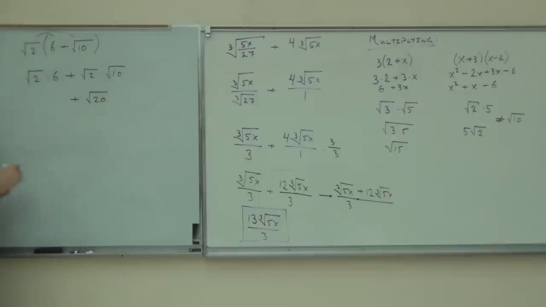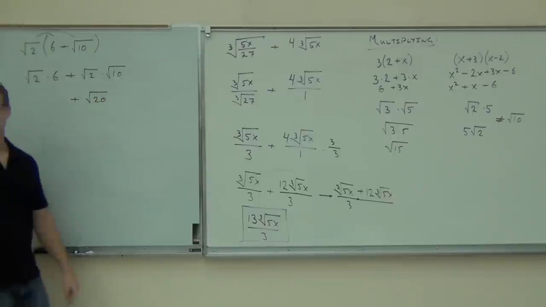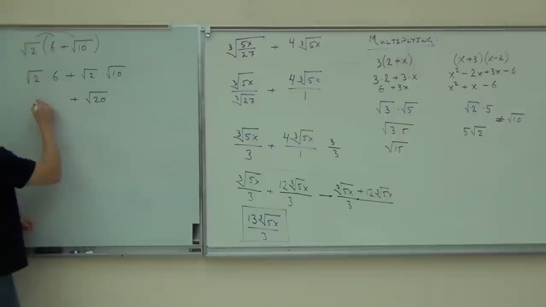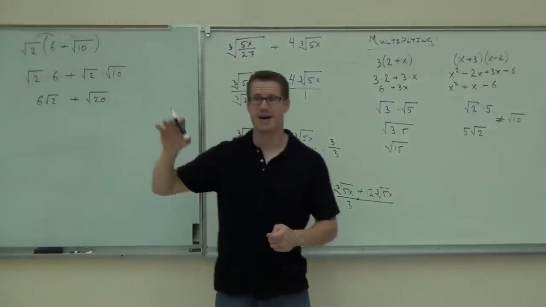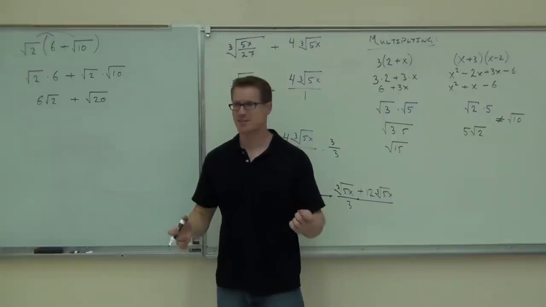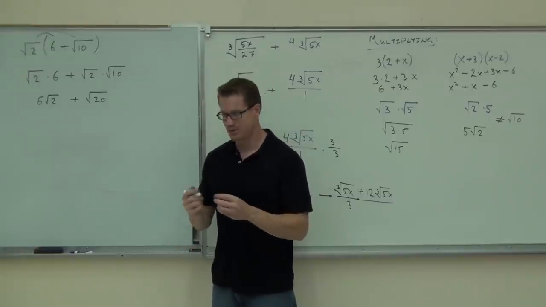Sure. Here we would get not the square root of 12. What are you going to get? 6 root 2. Okay. Raise your hand if you're all right with that so far. Okay, now, are you done? Yeah. If I ask that question, probably not. Right, probably not. Why not?